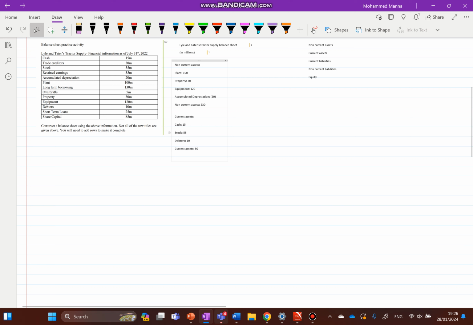And after you're done with the assets, because of course they are a section in themselves, you write down total assets as 310.